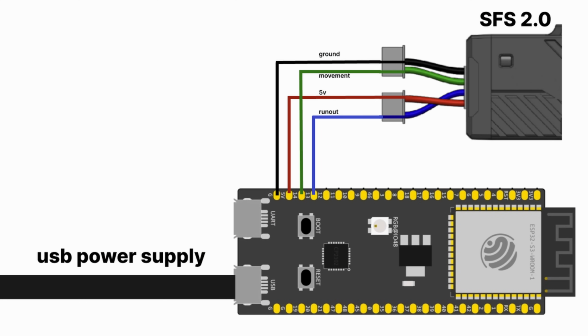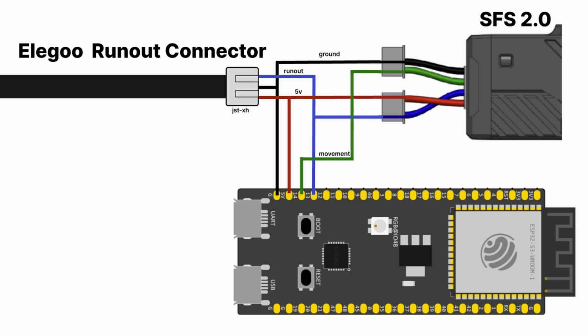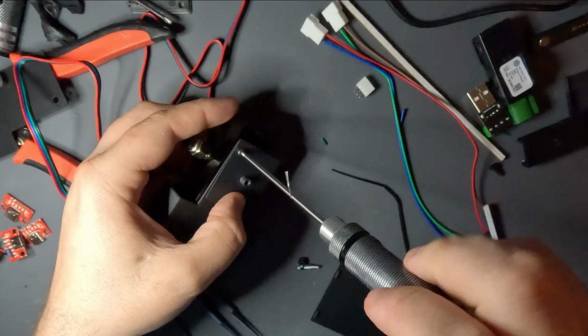If you'd rather not wire yours directly to the Carbon, you can also just power it from USB. The SFS will run with either 3.3 or 5 volts from the dev kit. The blue wire from the SFS is the runout wire. It should go to pin 12 in the ESP32, and the pin on the opposite side of the 5 volt on the runout sensor wire. The green wire goes directly from the SFS to pin 13 on the ESP32. And that's it for the wiring.